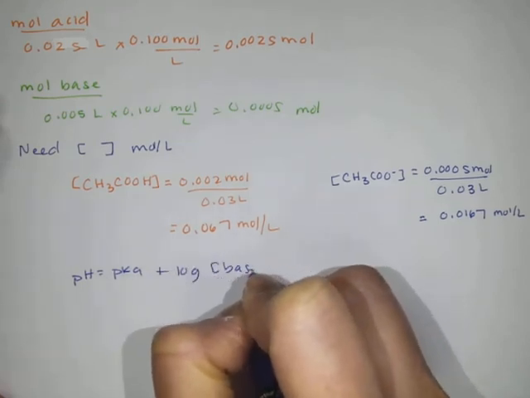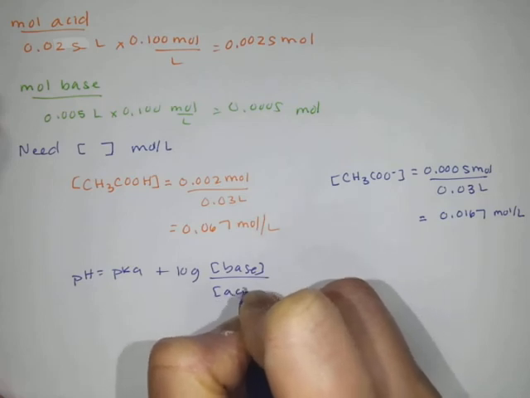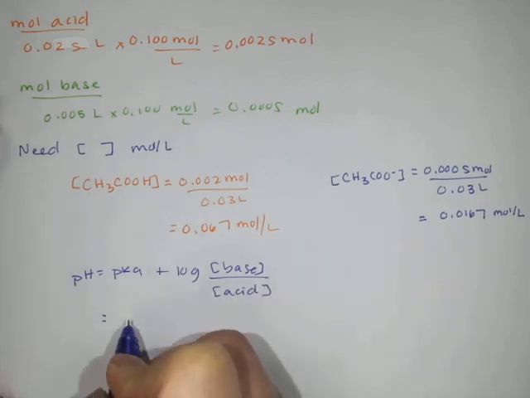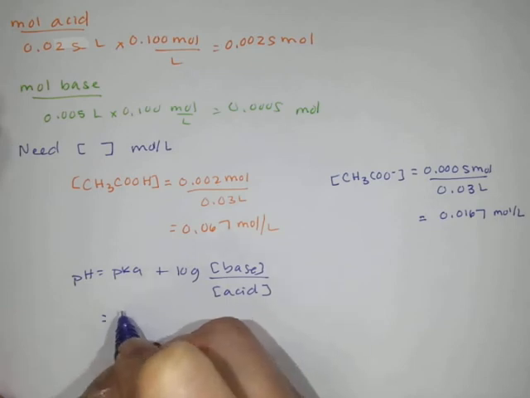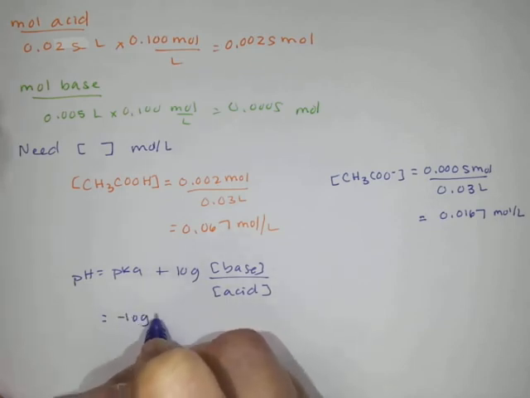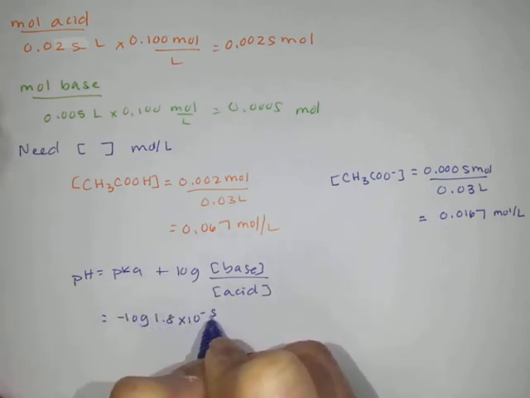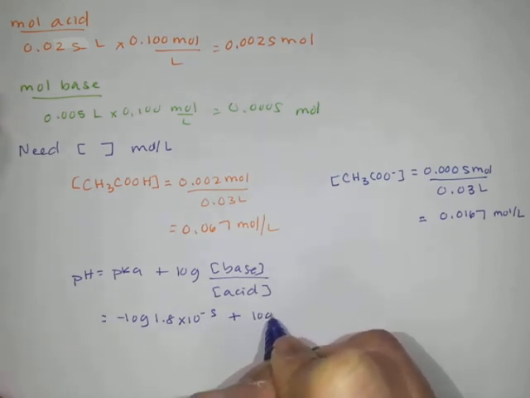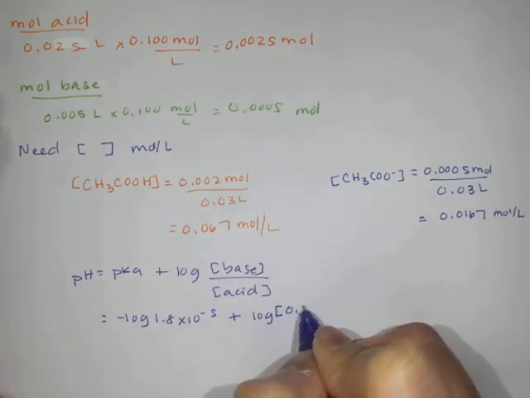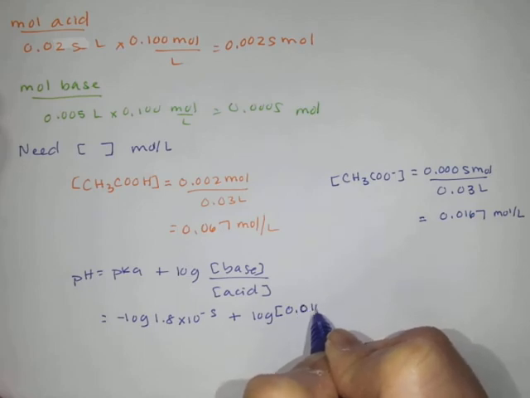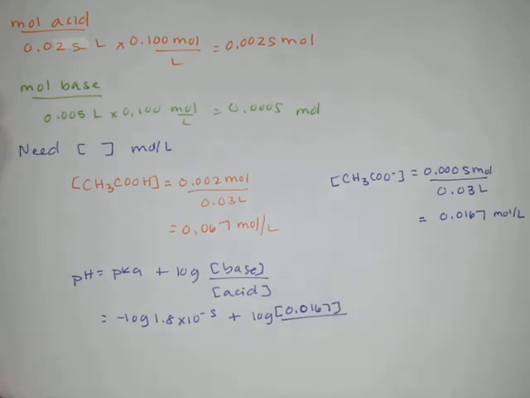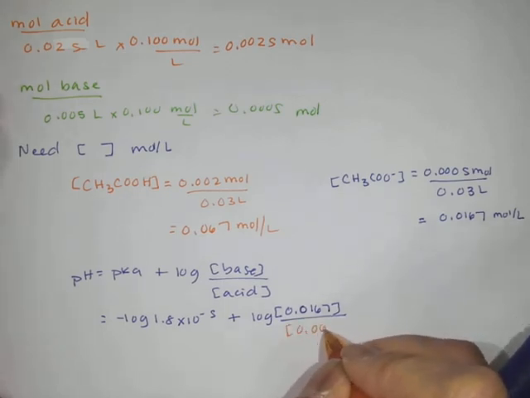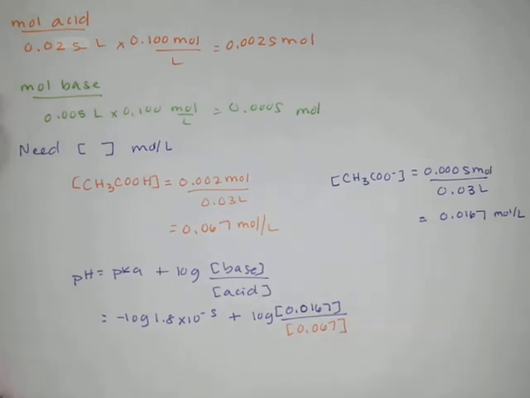Which is base over acid. So the pKa we are given is the Ka, but that's the negative log of 1.8 times 10 to the negative 5th, plus the log of base over acid, and then when you do that calculation, you should get 4.13.